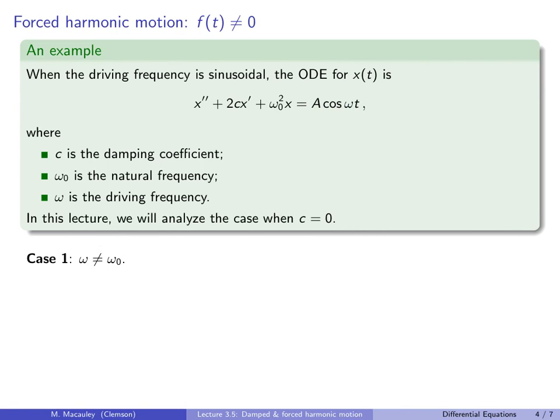Okay, so let's recall that C is the damping constant. Omega naught is the natural frequency of the system. Think of it like the mass spring system, the natural frequency that thing is oscillating at. And omega is going to be the driving frequency, the frequency of the external force. So in this lecture, to make things easy, we will analyze the case when C equals 0. So we're just going to assume that term is gone.